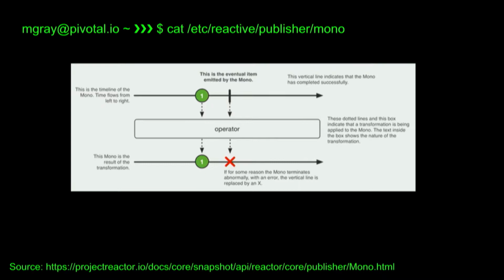In this case, what you're looking at is the timeline. This is time, and it flows from left to right. At time equals 0, you have nothing. When time equals 1, you have your first element, which is 1. Then at time equals 2, something happened when it hit that operator, and it said, I have an error. And you got this X. For some reason, it terminated abnormally.